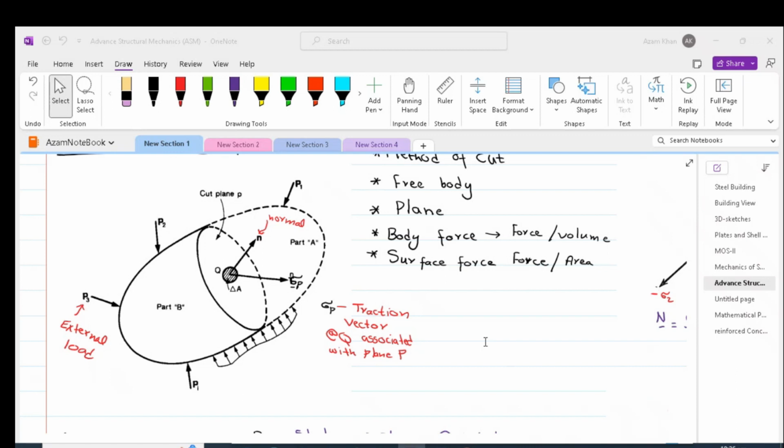Similar to body force, we have got surface forces. These are distributed loads which are applied onto some area. So we can see that there is a distributed force which is applied on this body. They are normally shown by force per unit area. Examples can be hydrostatic forces or retained soil.